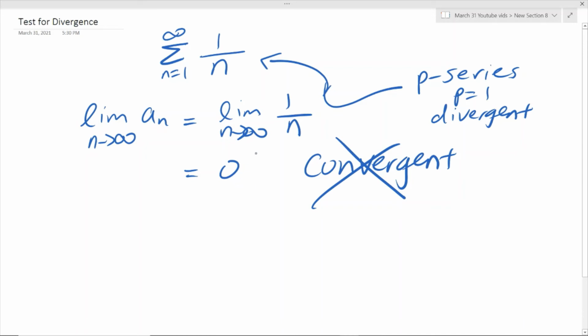In fact, we have to use a different test. So if it's equal to 0, it can be either convergent or divergent. We don't know. We have to do a different test to find out whether it is convergent or divergent. So you can see the test for divergence doesn't always work. It only works when the result shows that it is divergent. That means the limit cannot be equal to 0.